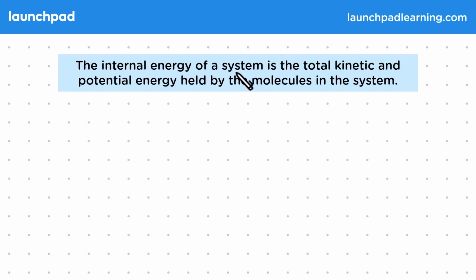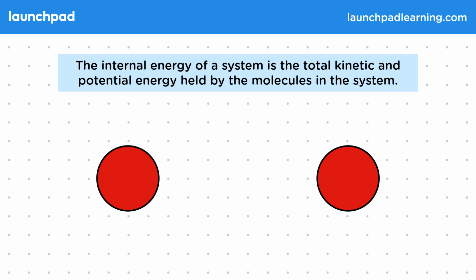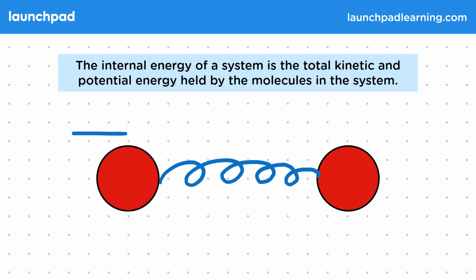The internal energy of a system is the total kinetic and potential energy held by the molecules in the system. We can model particles and molecules as balls of matter, with a spring between them representing the intermolecular bond. Molecules store kinetic energy due to movement and vibrations between them.